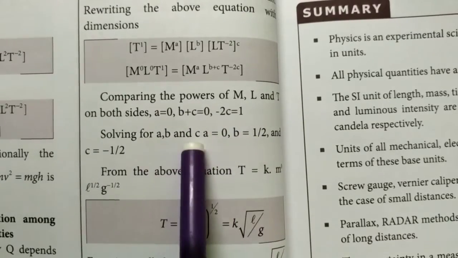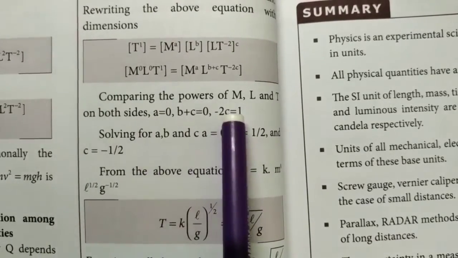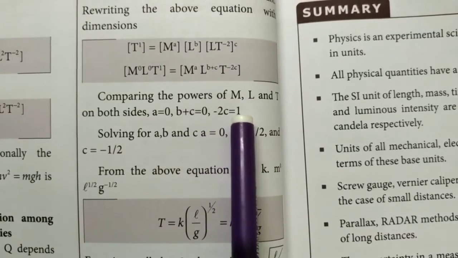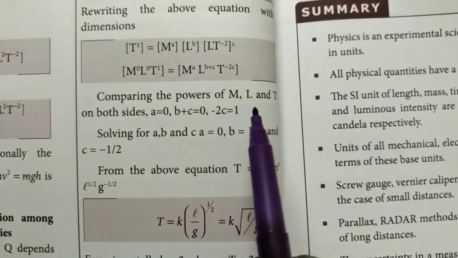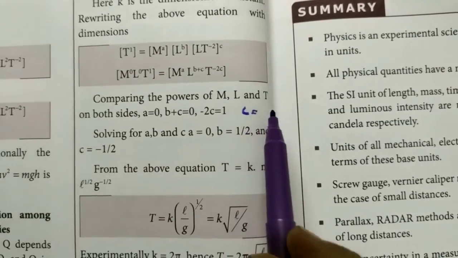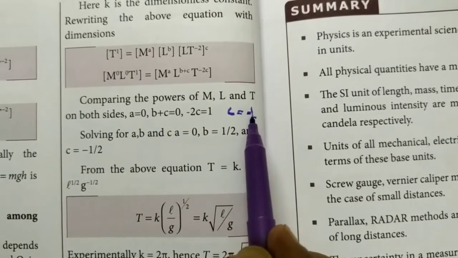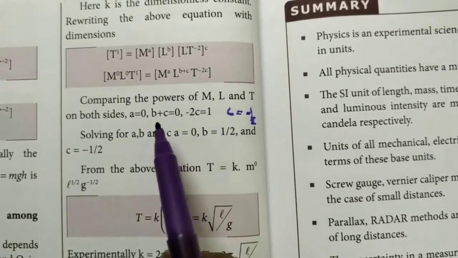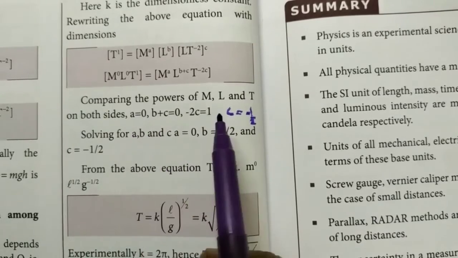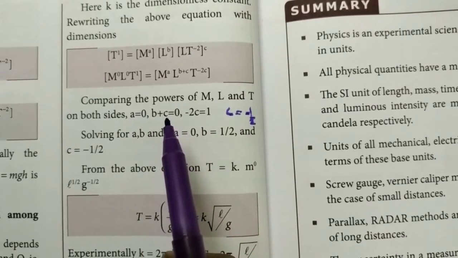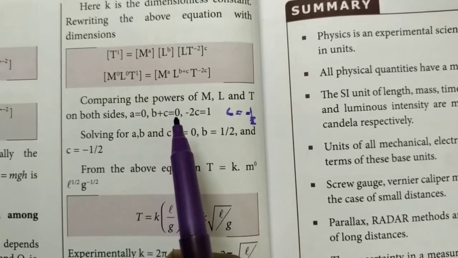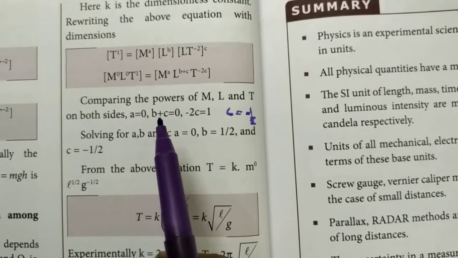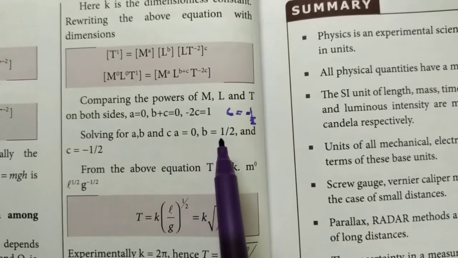Okay. So solving, A is equal to 0 is already there. Next, minus 2C is equal to 1. So from this equation we must write C is equal to minus 1 by 2. Minus 1 by 2. Okay? So we know the values A and C and then we can substitute the value of C in this equation. Then we get B. Okay? So B minus 1 by 2 is 0. Then B is equal to plus 1 by 2.